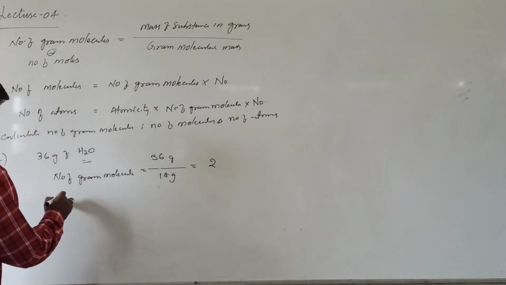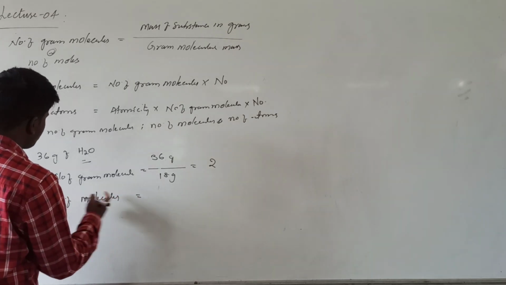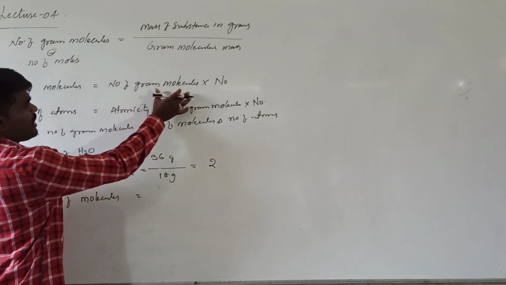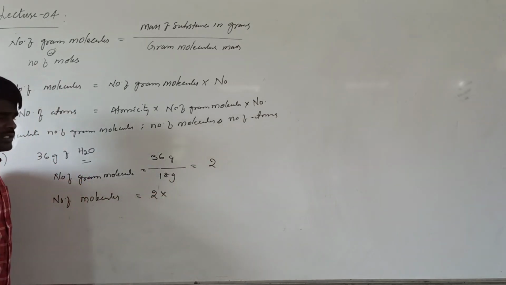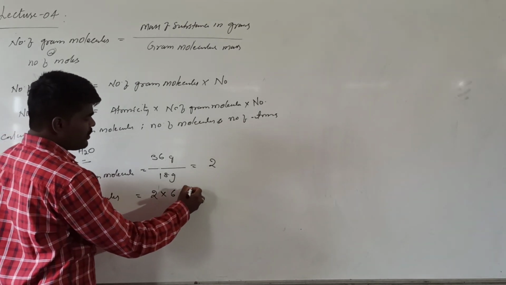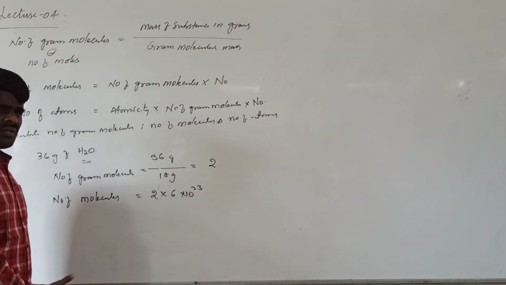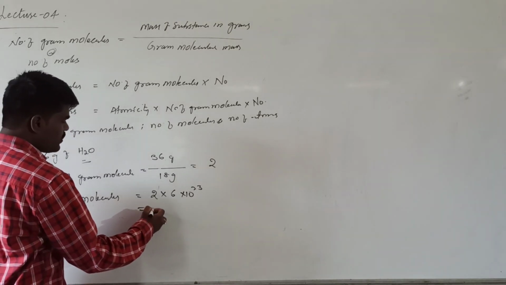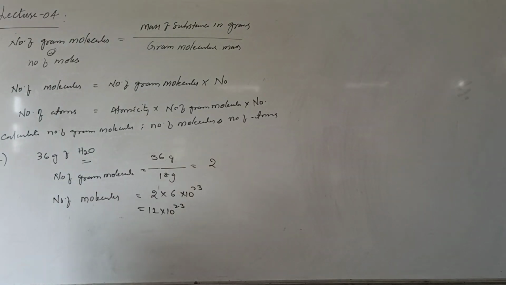Now, what is the second thing being asked? Number of molecules in 36 grams of water. What is the formula? Number of gram molecules into the Avogadro number. The number of gram molecules is 2. And what is the Avogadro number? 6.02 into 10 power 23. In calculation you can take approximate values such as 6. How much does it come? 12 into 10 power 23 molecules.